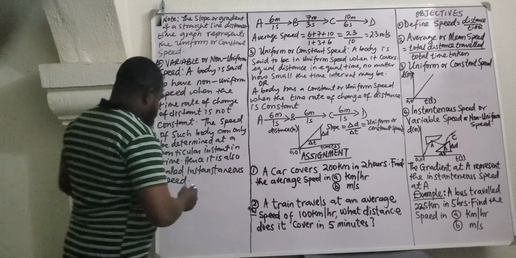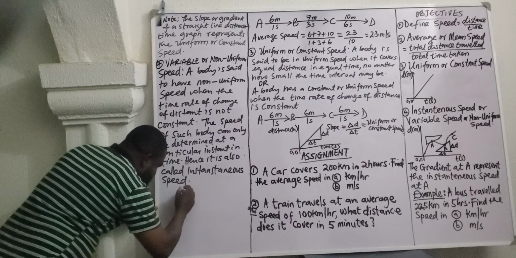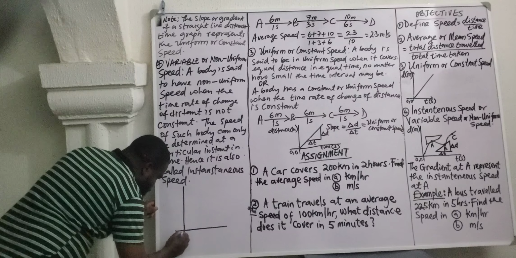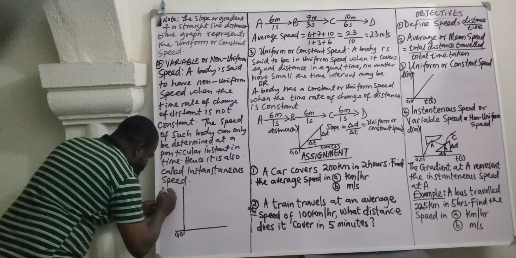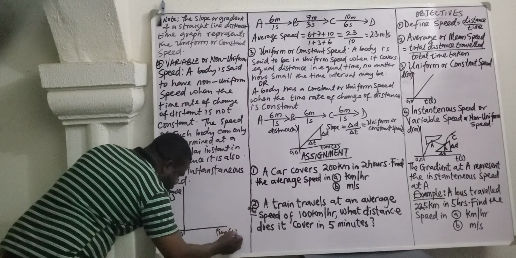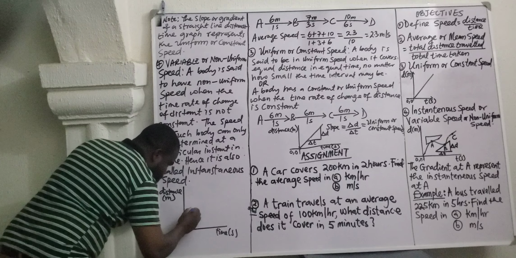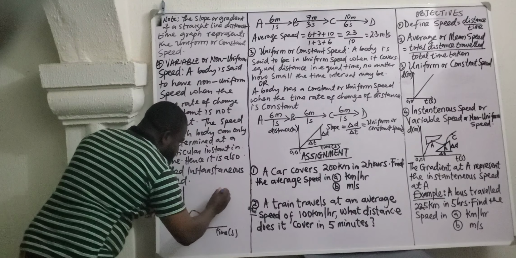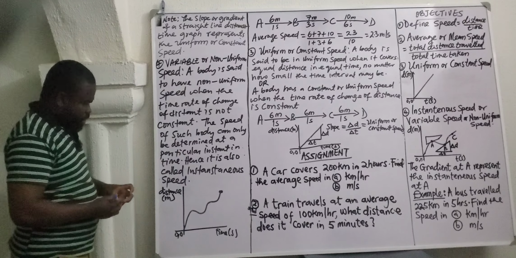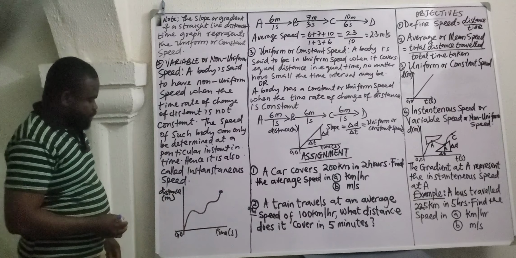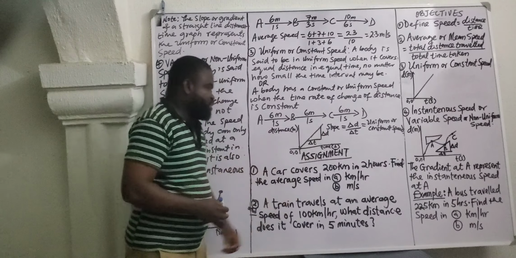A curve. So the distance-time graph for variable speed, if you are asked to draw the distance-time graph for variable speed, this is what you will draw. You will draw a curve. Look at it, showing that the distance is changing with time. So you have a curve and not a straight line.